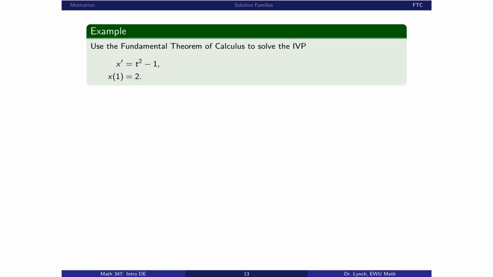So mathematicians love to do this, try out our new method on a problem that we've already solved. So here again is that first order initial value problem, x prime equals t squared minus 1, where x of 1 is equal to 2. And we'll go ahead and illustrate how to solve this using definite integrals and the fundamental theorem of calculus.